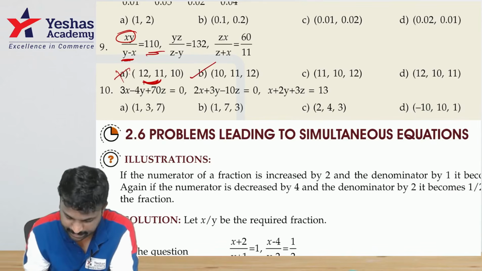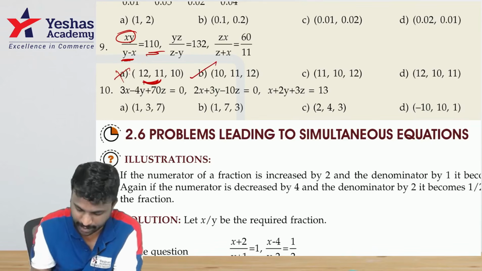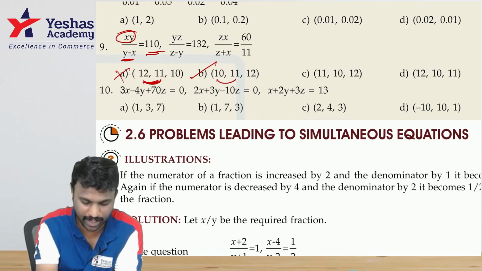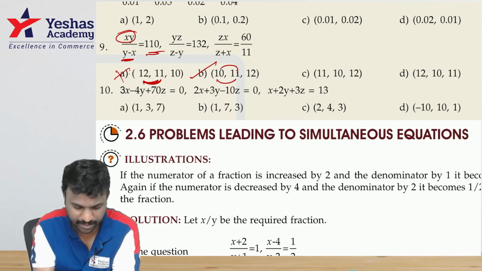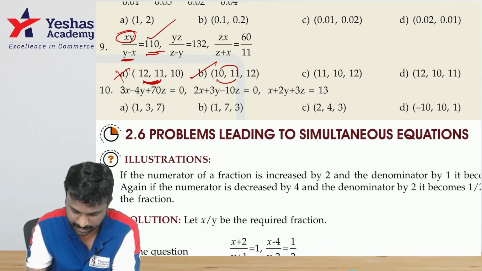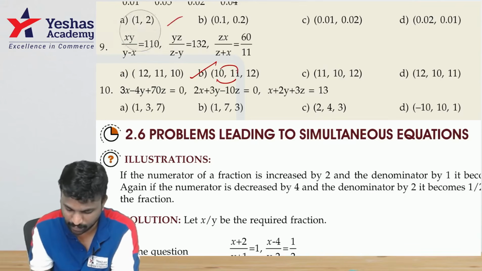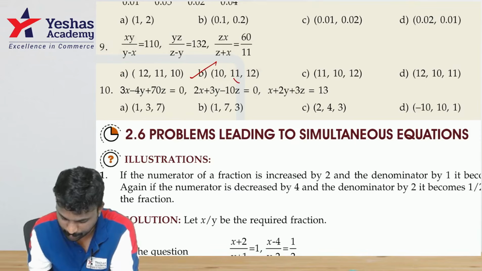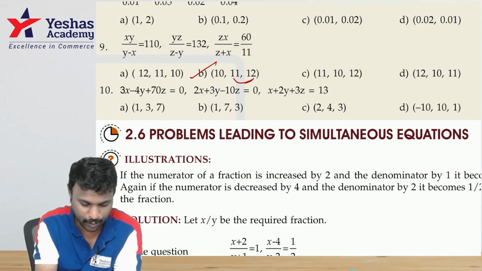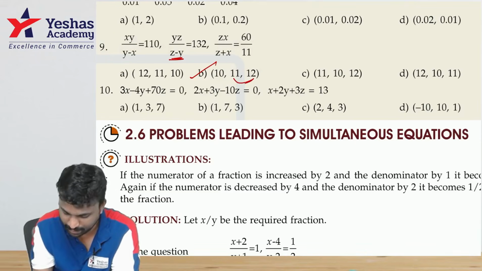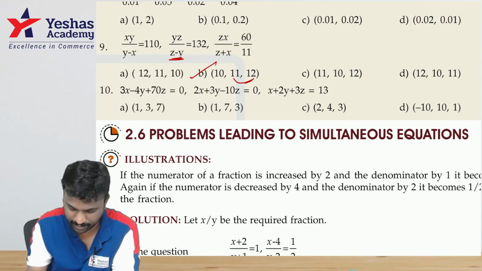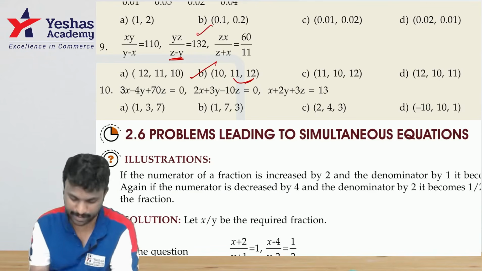Now let me hit the second option. Guys, x into y, 10 into 11 is 110 divided by y minus x, 11 minus 10 is 1. So first equation got satisfied. Second equation, let me now check. What is it? Y into z. Guys, 11 into 12 divided by z minus y is 1. And that is 132. So 132 also got satisfied.